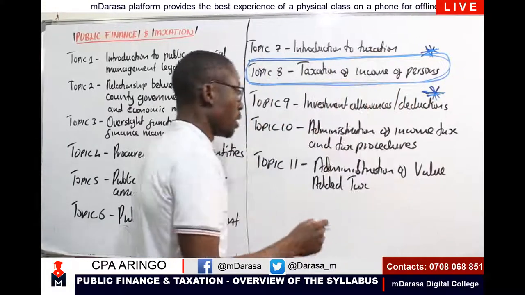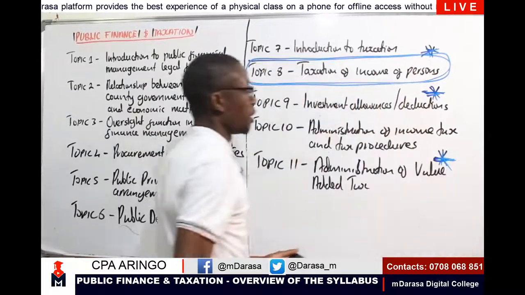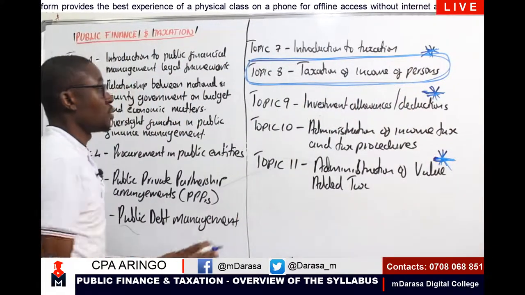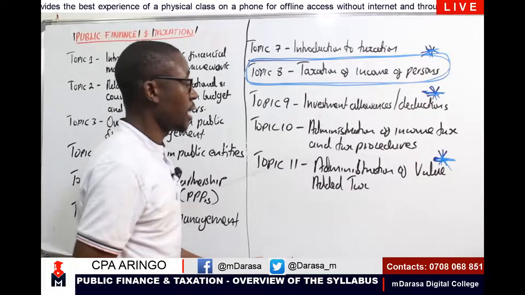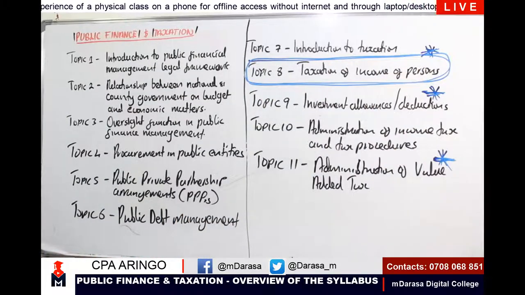Also, this topic, I'm going to mark it with an asterisk. Any topic that I mark with an asterisk indicates that it is a very important topic, that if at all you are to pass tax, you must have a very good knowledge of it. That is topic number 11.